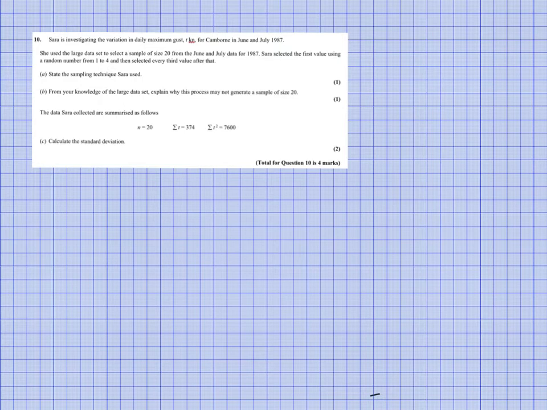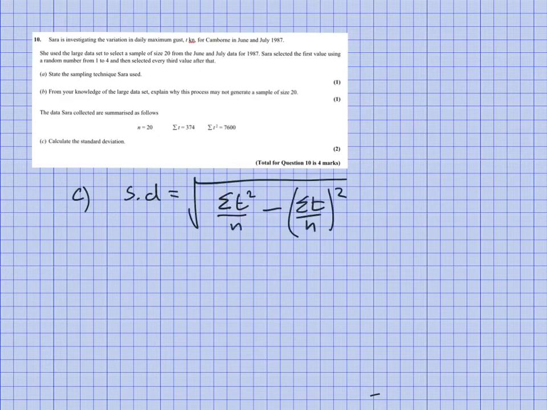And this simply requires that you have a knowledge of the standard deviation, the formula you're supposed to have learned, but it's also given to you in an unfamiliar form in the formula booklet. And that formula is the square root of the sum of t squared over n minus the sum of t over n all squared.